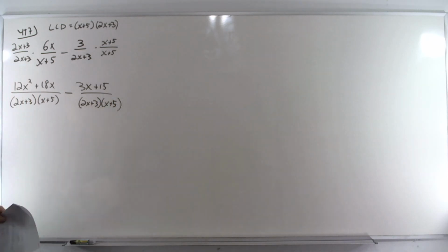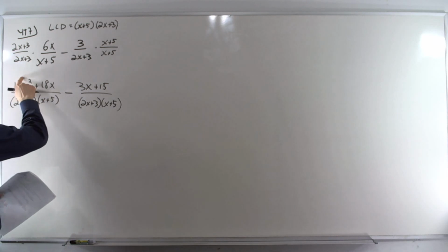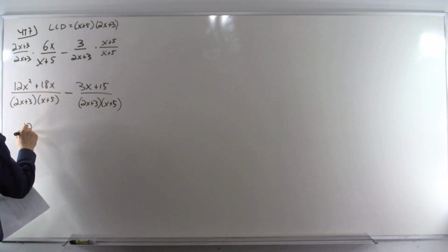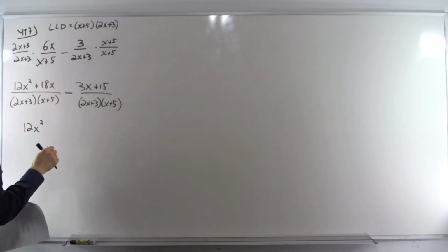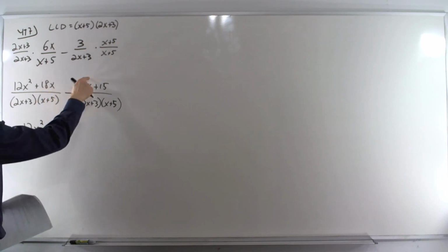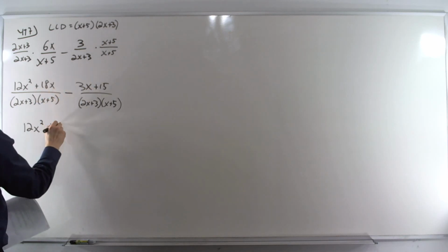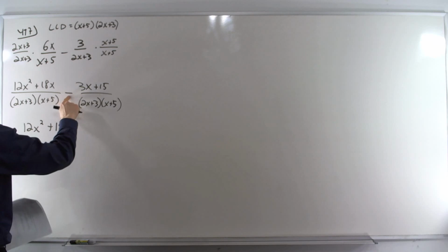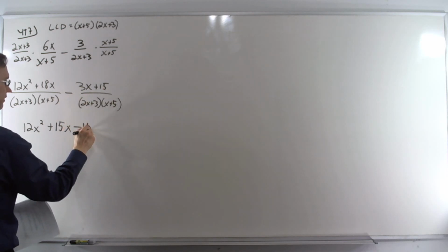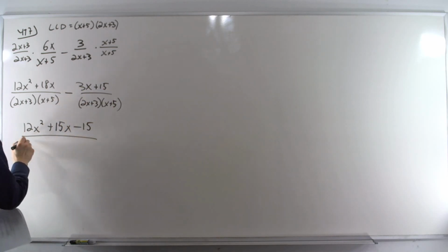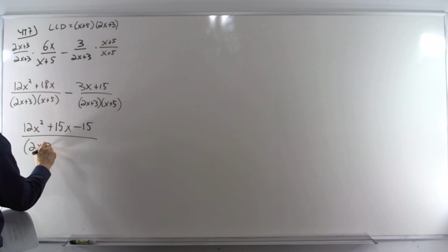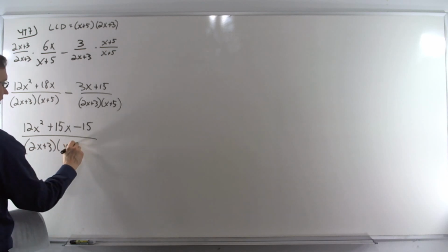And now we can combine like terms. All right, 12x squared, nothing to match with there, so we got 12x squared. Now we've got 18x minus 3x, so that is 15x. And now we're subtracting 15, so minus 15 on the end. Over our common denominator, 2x plus 3 times x plus 5.